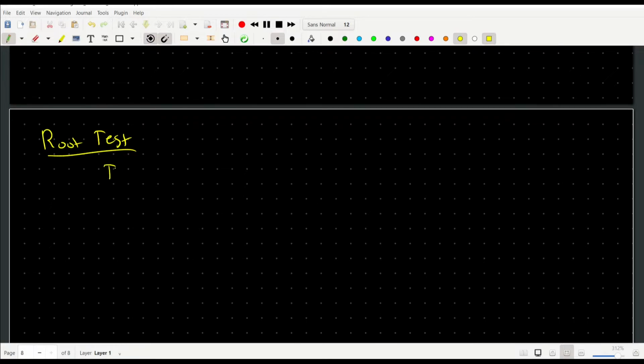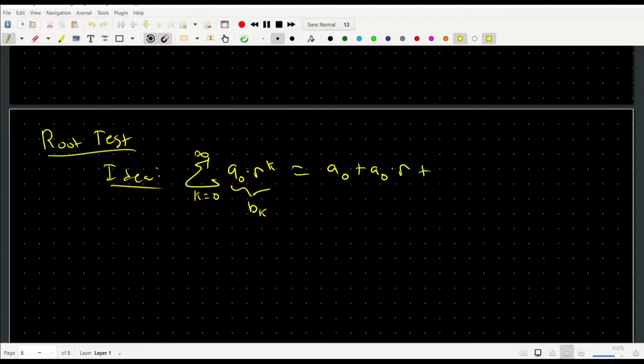So consider a geometric series of terms, and just for short we'll call the kth term here b_k. Remember, this is a series of the form a naught times 1, so a naught plus a naught times r plus a naught times r squared, and so on and so forth.